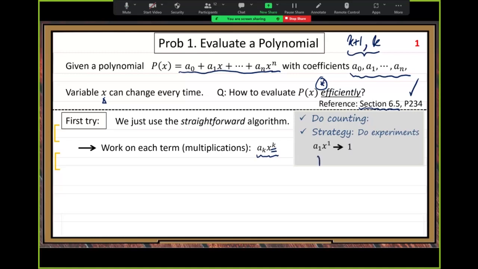Second, when k equals 2, a2 times x squared. How many multiplications do you need? a2 times x squared. Multiplications: 2. Correct. Those are 2 simple experiments, right?